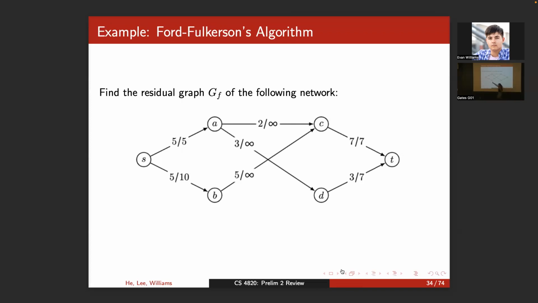Okay, let's start with this one. Forwards edge, backwards edge, capacities. 5 and 5. Okay, yep. So it's gonna have a forwards edge of 5 because that's the amount of flow we can push. Backwards edge of 5. I'm just gonna go through the rest of it.